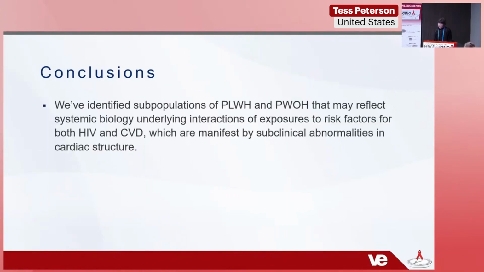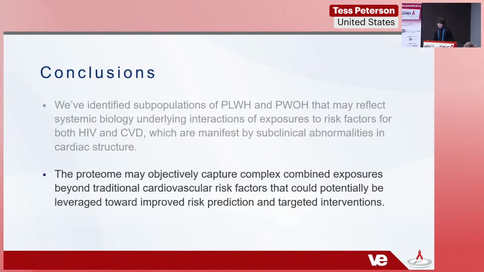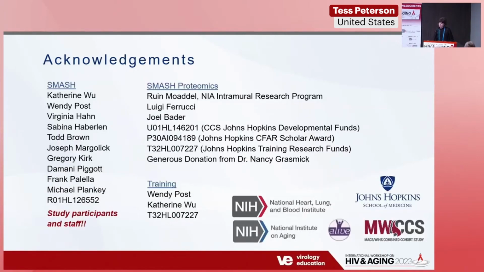So just a couple final points here. We used a unique and exploratory approach to identify subpopulations of people with and without HIV that may reflect systemic biology underlying interactions of exposures to risk factors for both HIV and cardiovascular disease, which are manifest by subclinical abnormalities in cardiac structure. The results imply to us that the proteome may objectively capture some complex combined exposures beyond traditional cardiovascular risk factors that could potentially be leveraged toward improved risk prediction and targeted interventions.